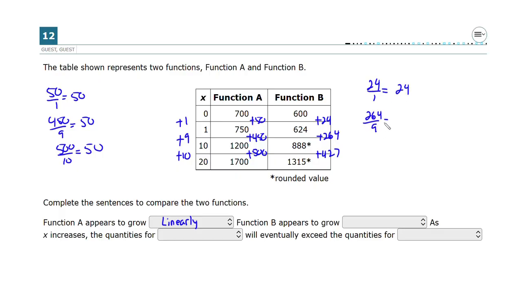264 over 9 equals 29, and 427 over 10 is 42.7. And if we were to look at the second differences, from 24 to 29, that's plus 5, and from 29 to 42.7, that's not plus 5. So this is not a quadratic function, this is an exponential function. So function B appears to grow exponentially.